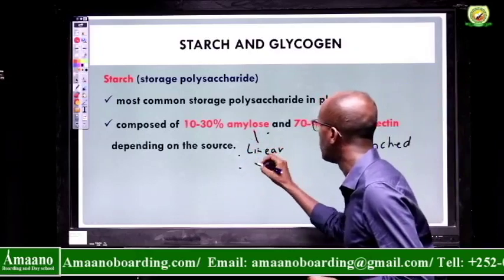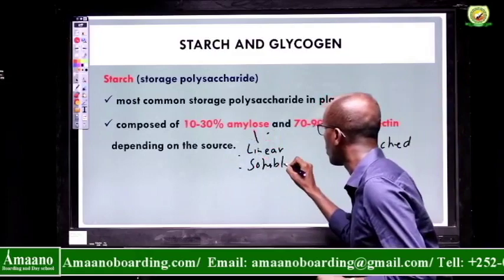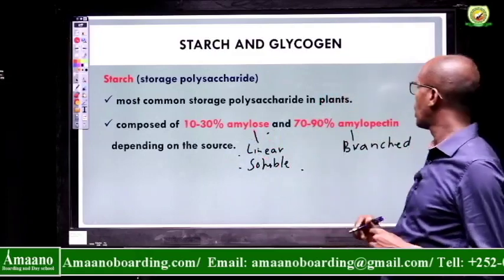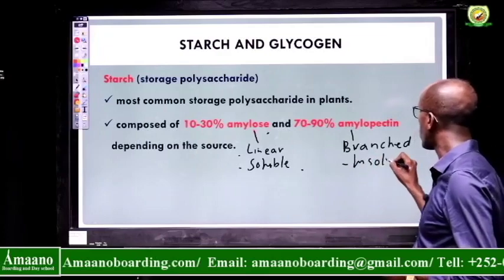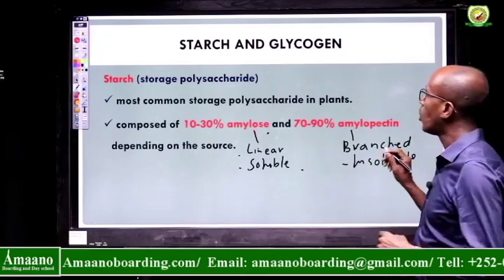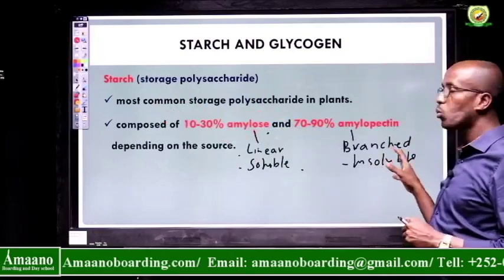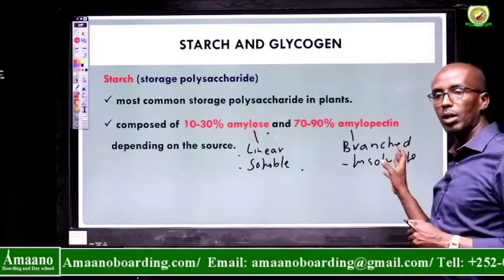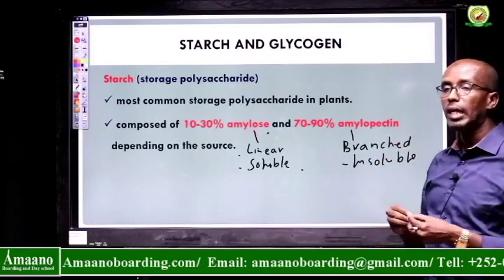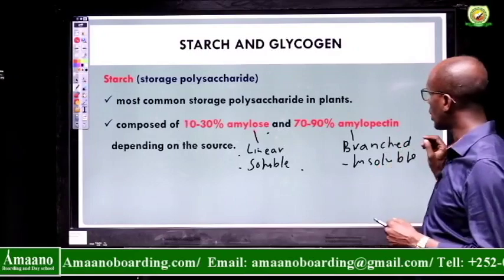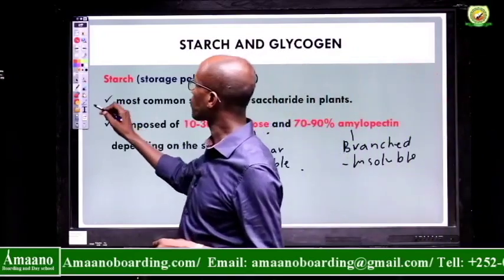Number two, amylose is soluble in water, while amylopectin is insoluble in water. So starch is insoluble. This is what makes it insoluble. 70 to 90% of it contains amylopectin, which cannot be dissolved in water.